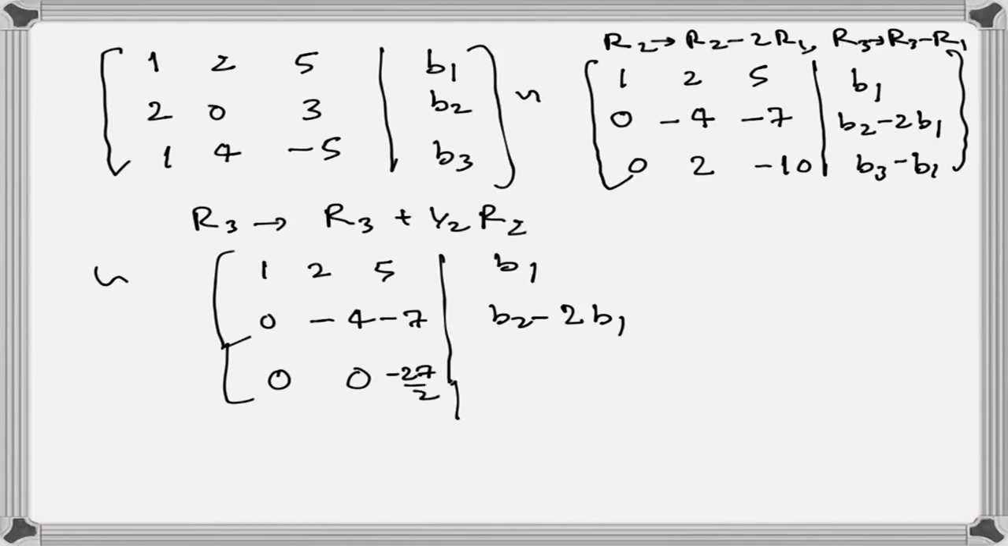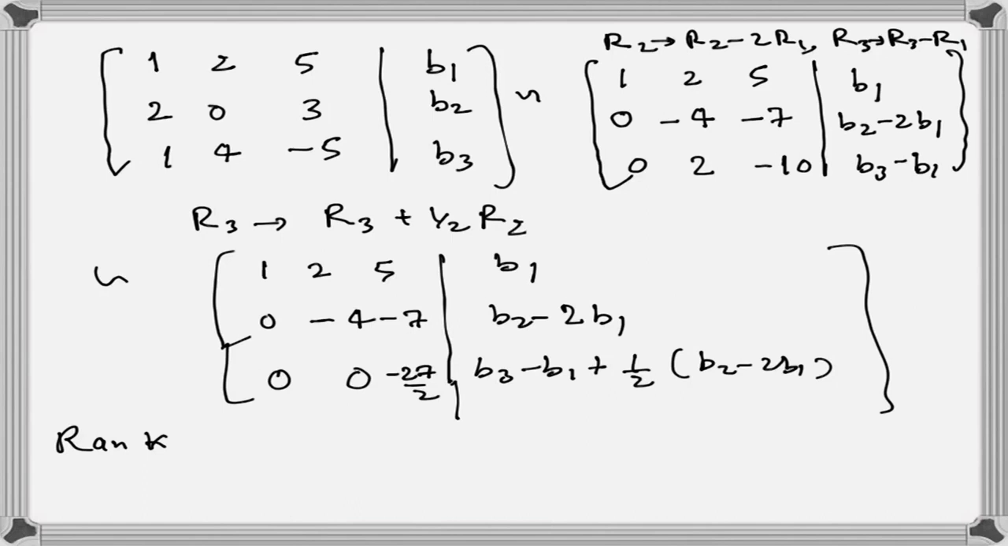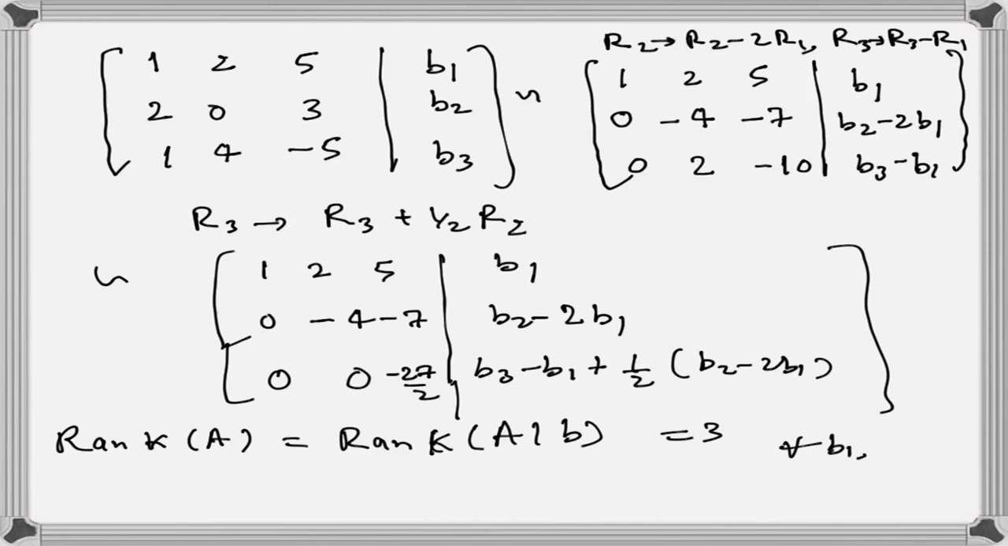Okay, and then b3 minus b1 plus 1 by 2 b2 minus 2b1. Okay, so anyway, this system has at least one solution for all b1, b2, b3, because here we can say that rank of A is equal to rank of A augmented B is equal to 3 for all b1, b2, b3.